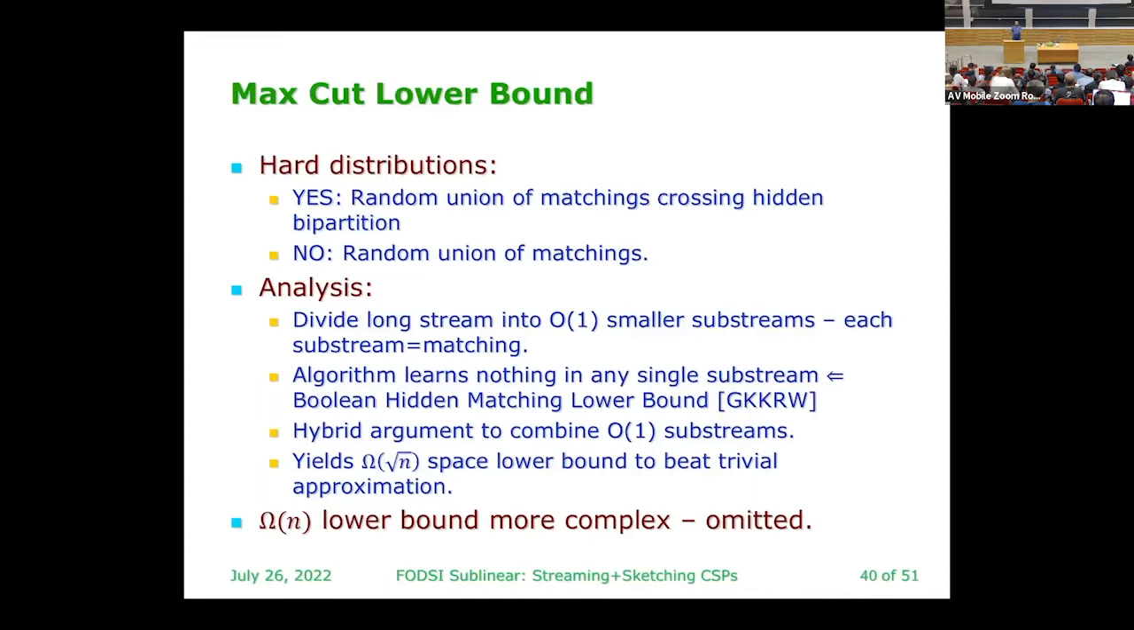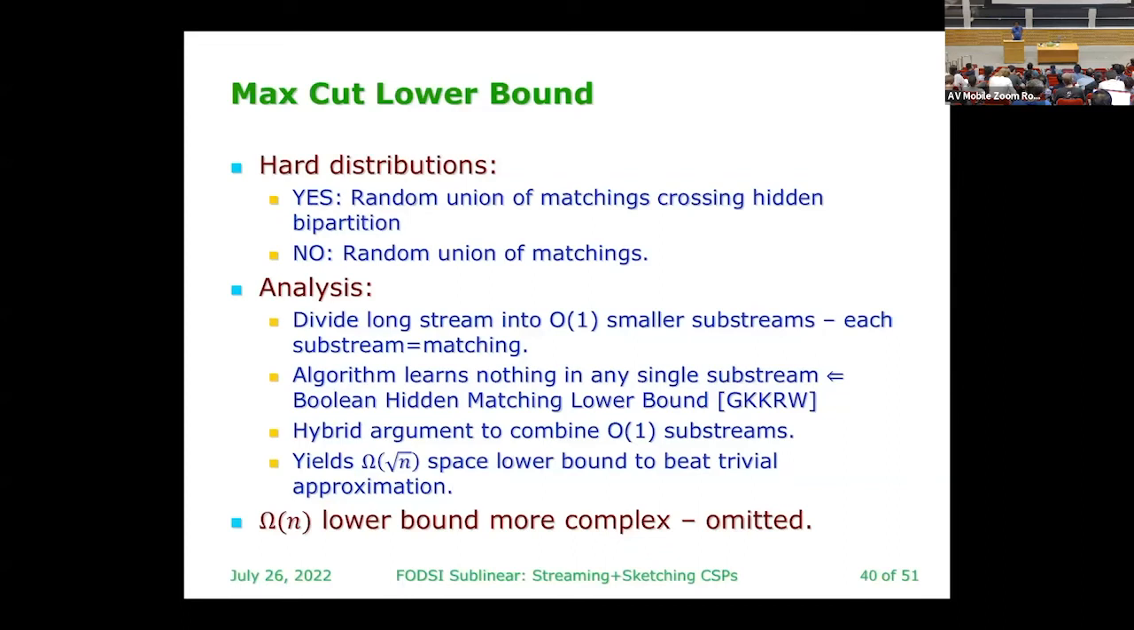These two things are indistinguishable if Alice is only allowed to send a message to Bob which is little o of square root of n bits long. Okay, so once you have this, and then you have our idea of putting all of these streams together, a hybrid argument tells us that omega of square root of n space is necessary.